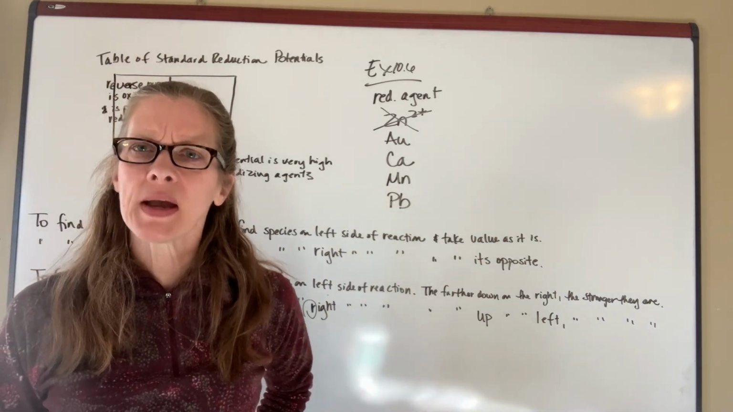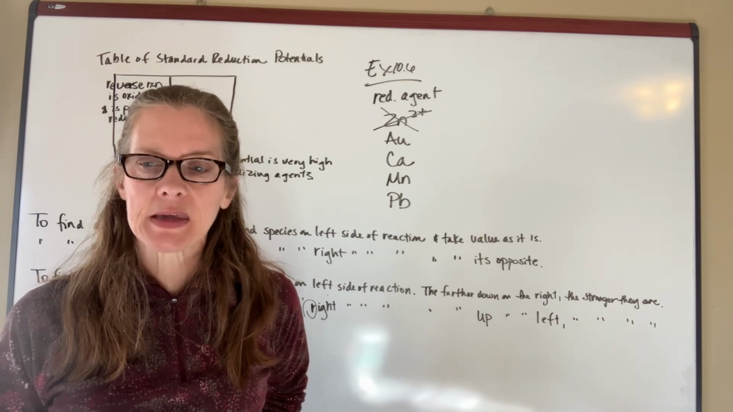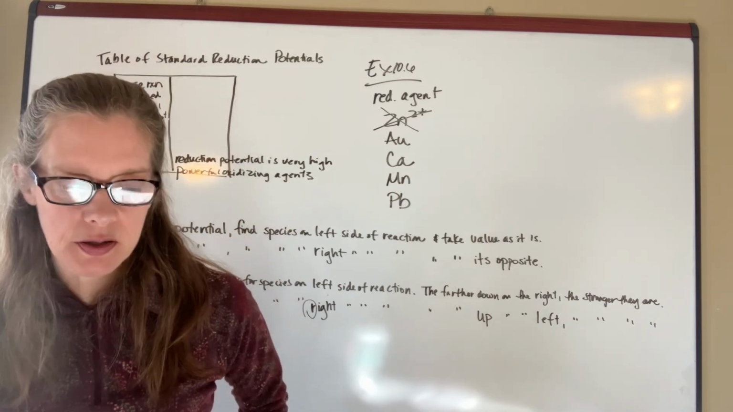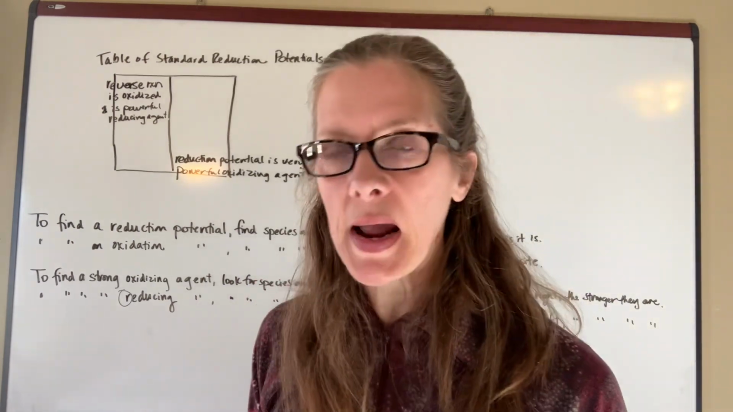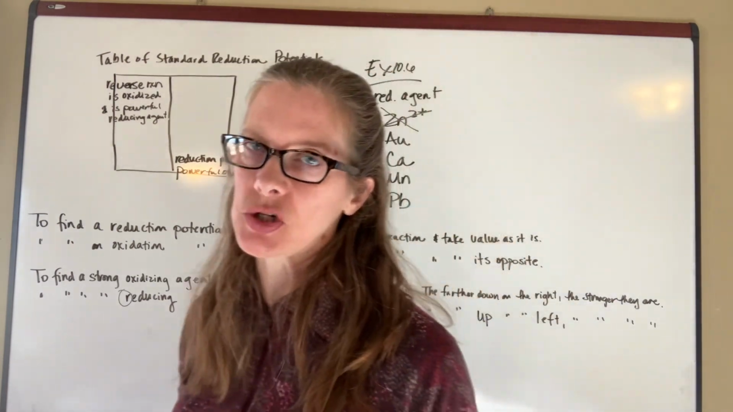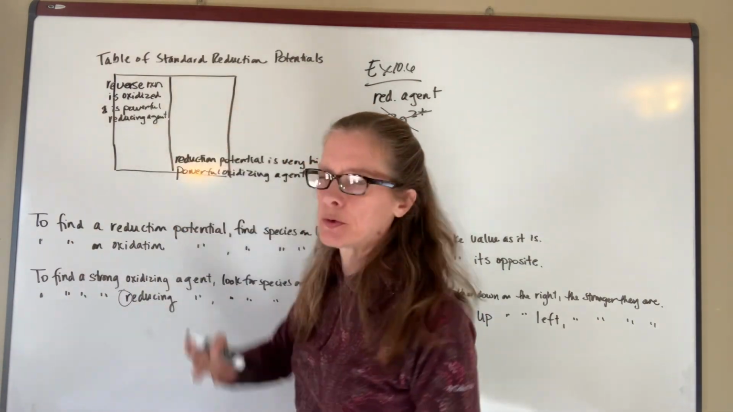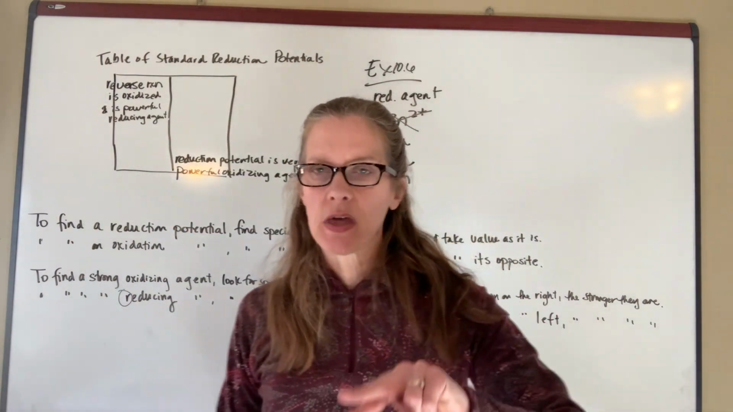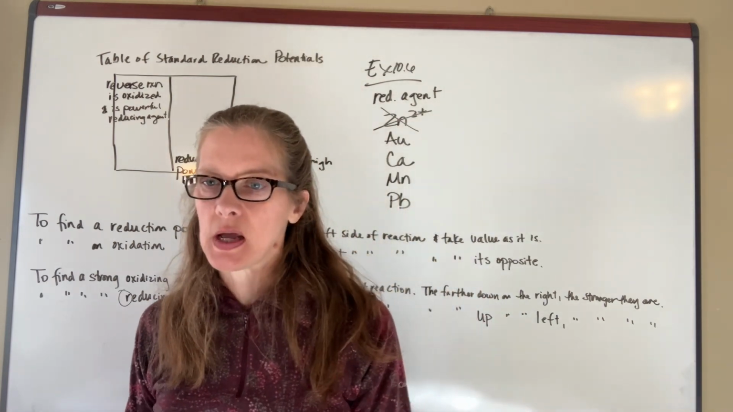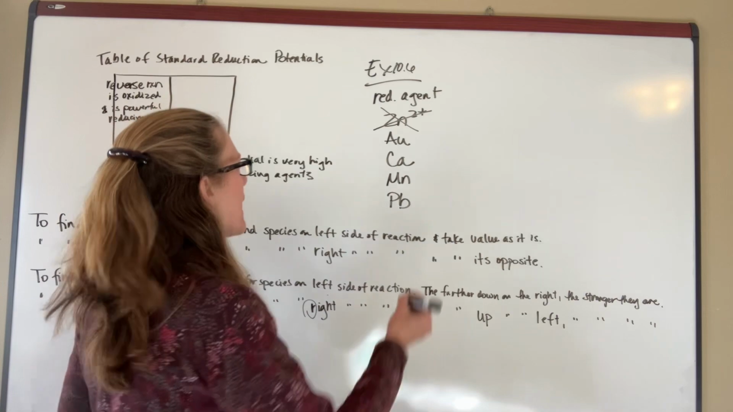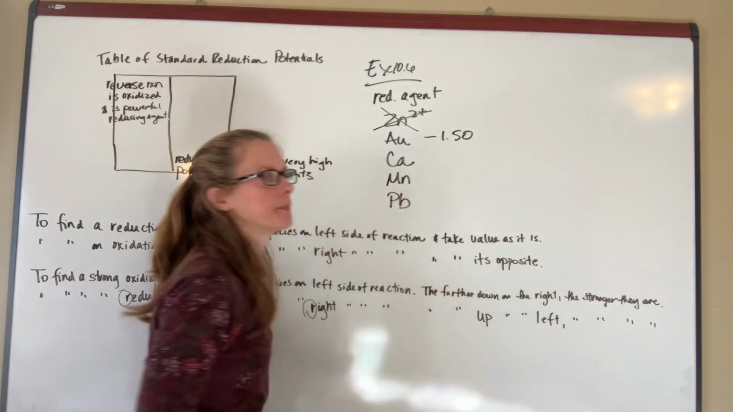Okay, now if you look for gold, can you find gold on the table? Again, you need to find gold on the right-hand side of the reaction, and you'll find it about right here on the table. And so I have to take that reaction and flip it backwards so that the gold is a reactant. When I flip it backwards, that gives me a value of negative 1.50.